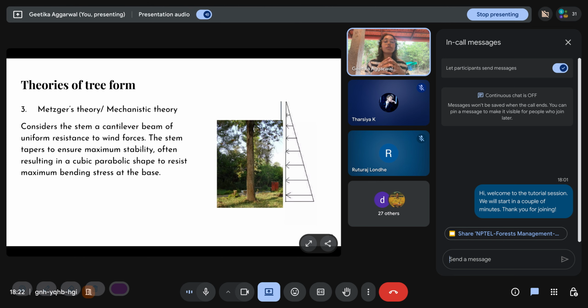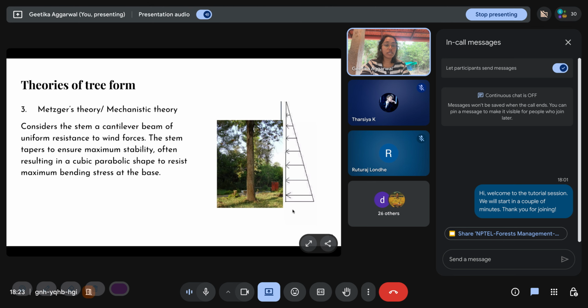So in order to prevent the tree breaking, it will add more and more material to the base of the tree, so that the base is thick and strong and it can take the pressure of the wind. And as you go up, it's going to reduce its diameter or the girth, so that the wind pressure reduces, and that gives it stability. So it results in a cubic parabolic shape to resist bending stress at the base, because the maximum amount of stress, as I said, will be at the base because of the wind force.